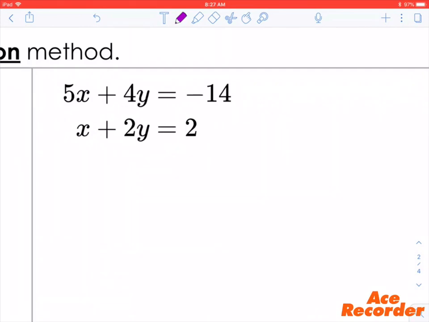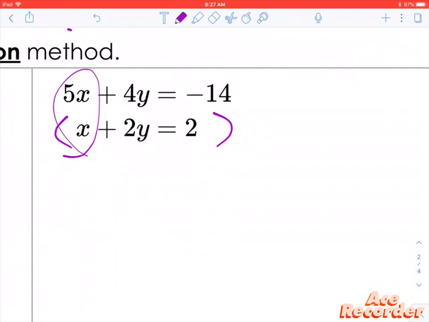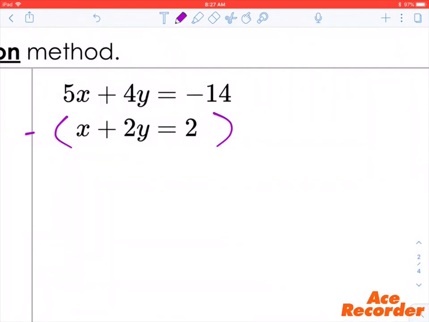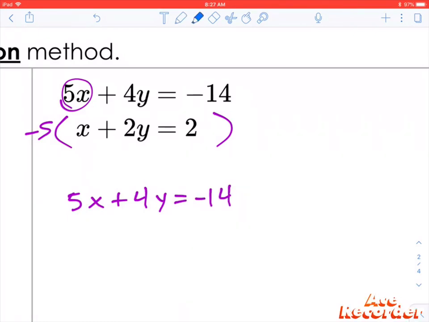You can either multiply to get the x's to cancel or multiply to get the y's to cancel. Okay, it doesn't really matter which one. I'm going to go ahead and get the x's to cancel. So I'm going to multiply by negative 5. So it's going to be 5 and negative 5 when I multiply. So the top equation does not change. 5x plus 4y equals negative 14. That's that top equation. Didn't change anything.